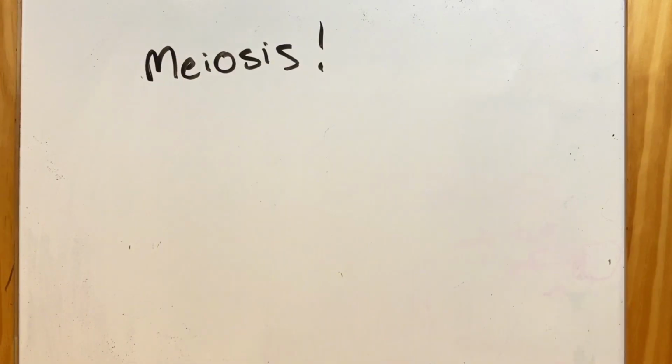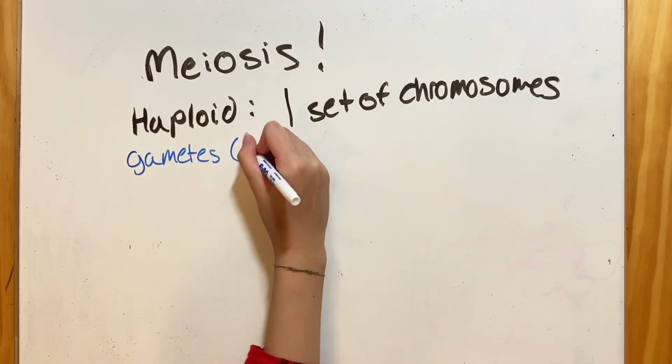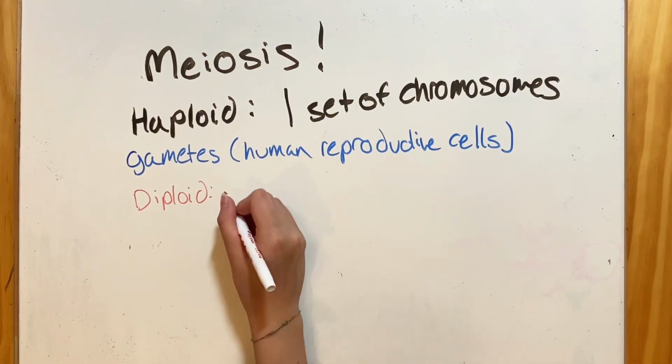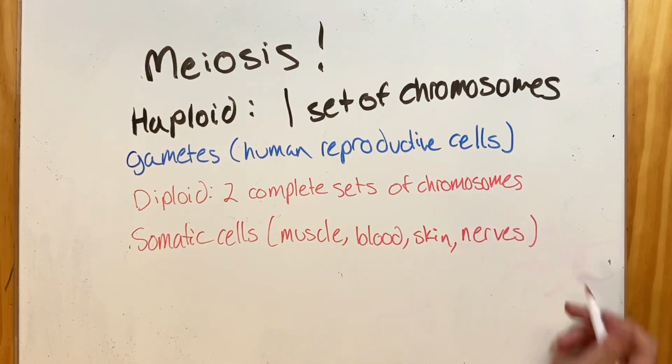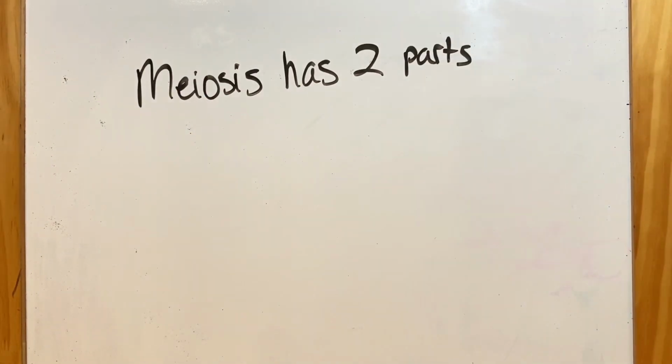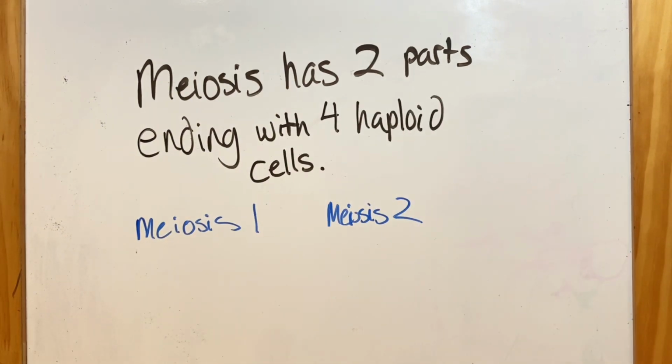We're halfway there. You've probably heard of meiosis as well. Meiosis is the process in which gametes, haploid reproductive cells, divide. Haploid cells have one set of chromosomes in comparison to diploid cells, like our somatic cells, including muscle cells, blood cells, skin cells, and nerves, having two sets of chromosomes. Meiosis has two parts, meiosis 1 and meiosis 2. This results in 4 haploid cells that are not identical to the original cells.